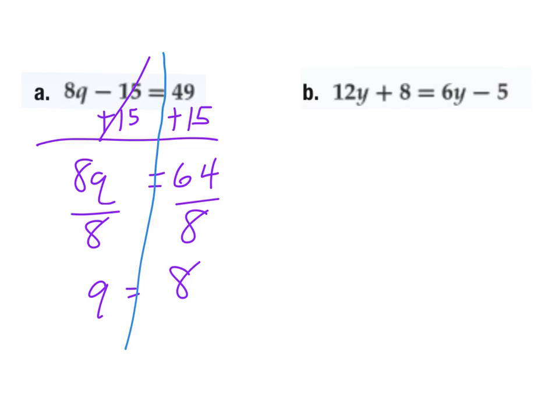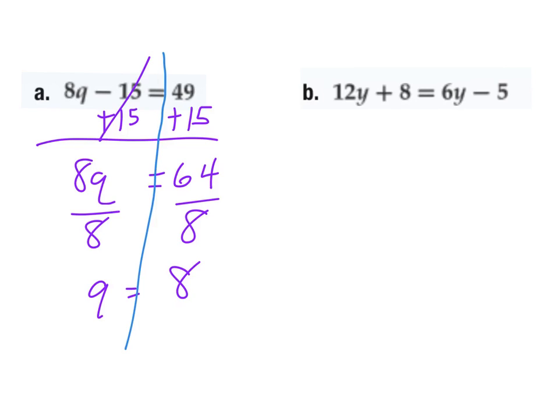All right, good. All right, B's a little trickier, right? Why is B trickier? Because I've got variables on both sides and constants on both sides. I still can't combine. 12y minus 8, I can't do anything with. 12y plus 8, I can't do anything with that. They're not like terms. I still can't do anything with 6y minus 5. Can't combine those. So the first step is still done for us, combining all like terms.